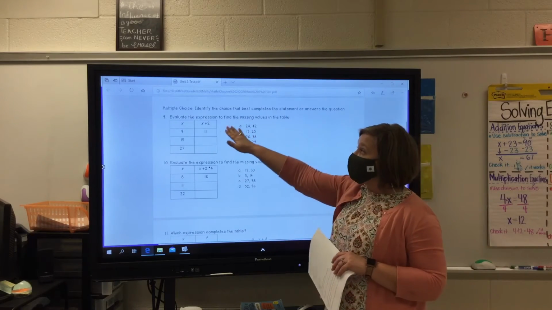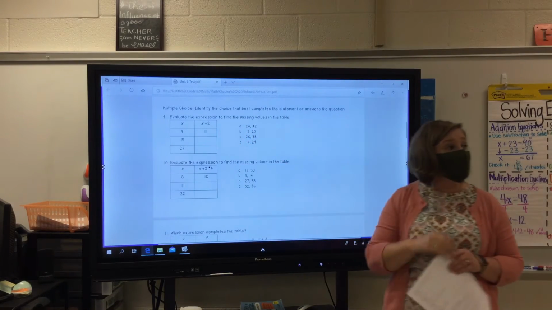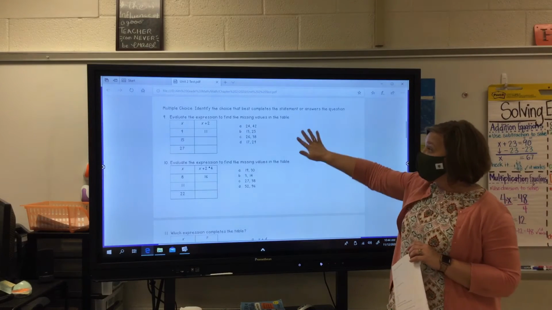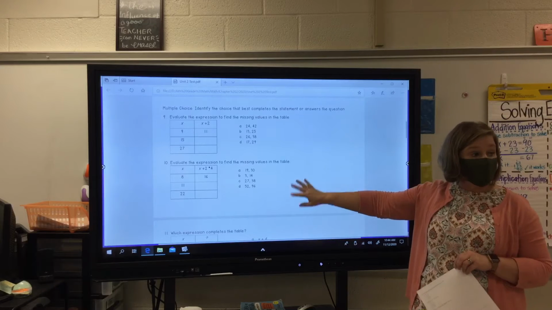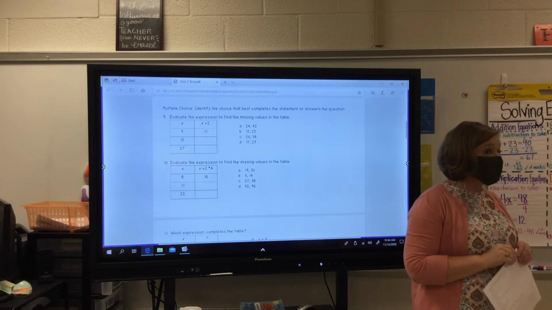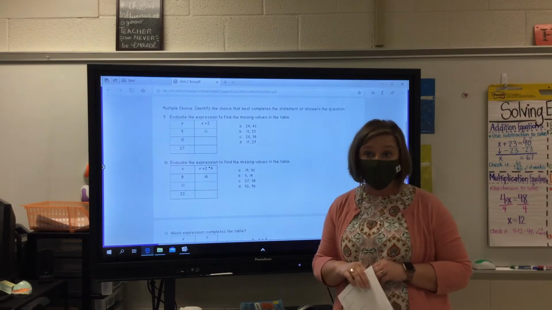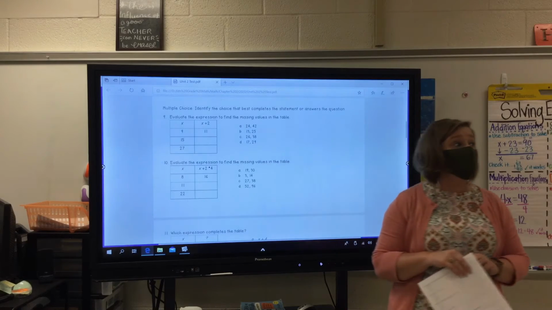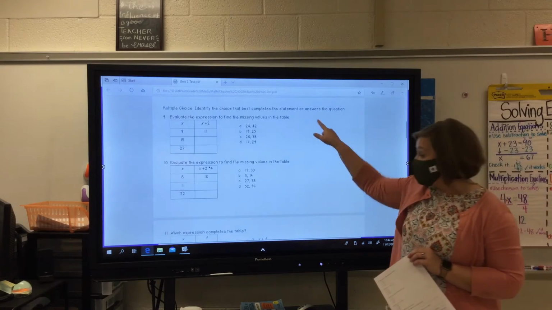Numbers 9 and 10. Those 2, I've given you the expression, and you've got to fill in the 2 blanks, okay? I've given you room over here to work it out, and I do want to see your work. If you do not show me your work, I'm going to give it back to you for you to work it out, okay?